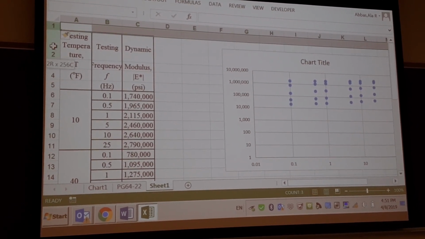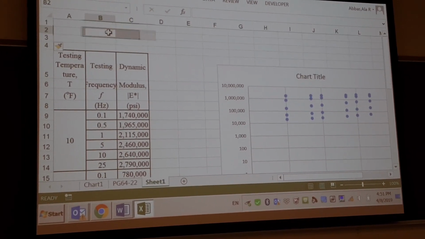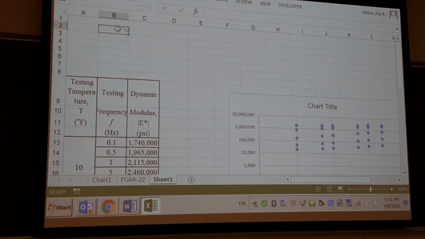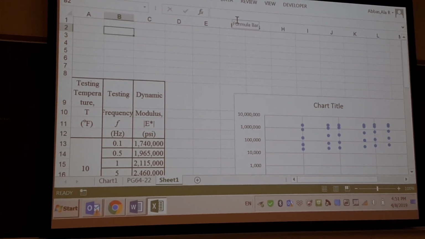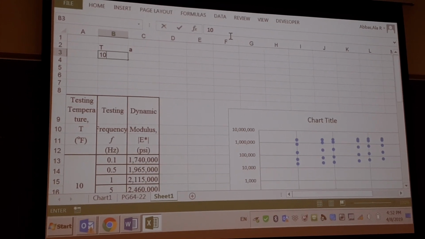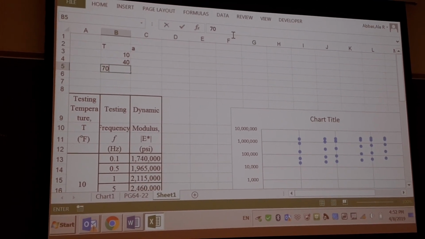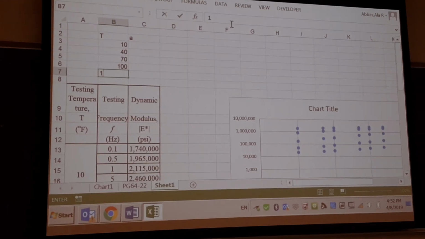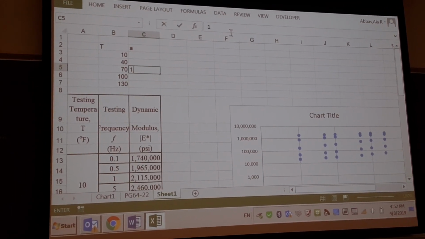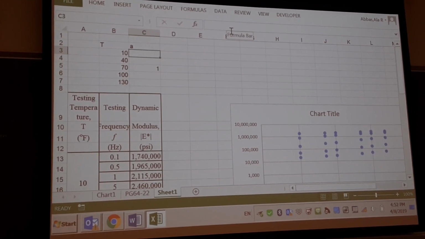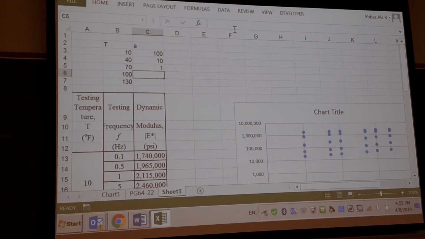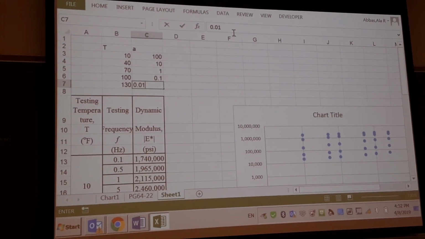So in here, I'm going to do this. So this is the temperature, and this is the shift factor. It's commonly referred to as A. Okay, we have 10, 40, 70, 100, and 130. We agree that the shift factor at 70 is going to be 1, but for the other ones, it's going to be higher. Let's make it 100 for the other temperatures.